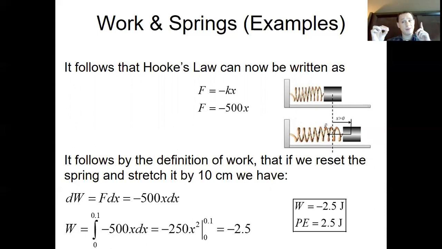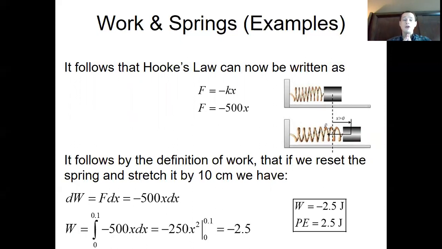But again, remember, make sure everything's in terms of just meters and slugs and just normal units. No millis or kilos or nanos or any of that nonsense. So 10 centimeters is 0.1 meters, so your limit should be from 0 to 0.1. You plug them in and you get negative 2.5 joules of work being done.